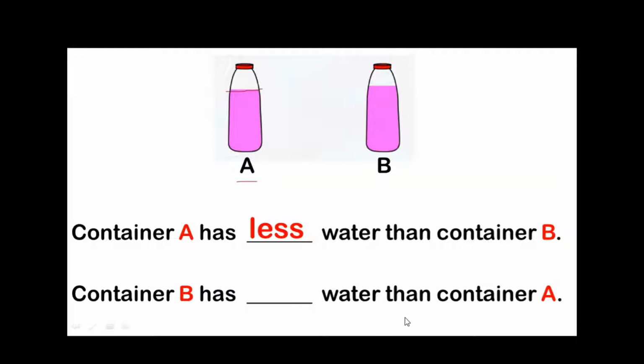Container B has blank water than container A. Let's look at container B. Where is container B? Here. Container B has less or more? More. So it has more than container A. Let's read: container B has more water than container A.